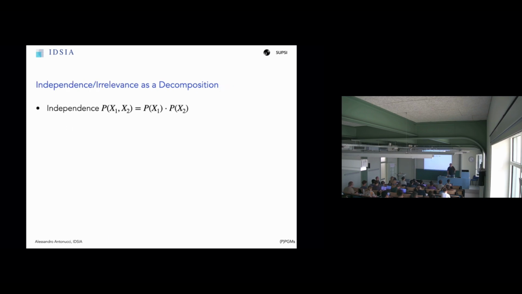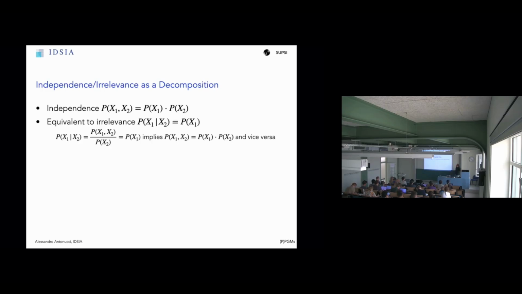So let me say something very, very quickly, as I know you already discussed independence. If we have a joint distribution over two variables, we intend independence as a factorization. So the joint mass function must factorize in the product of the two. So the decomposition operator is basically the multiplication. You see? An equivalent formulation is in terms of irrelevance. To say that x1 and x2 are independent means basically that the product of the marginal distributions is equal to the joint.